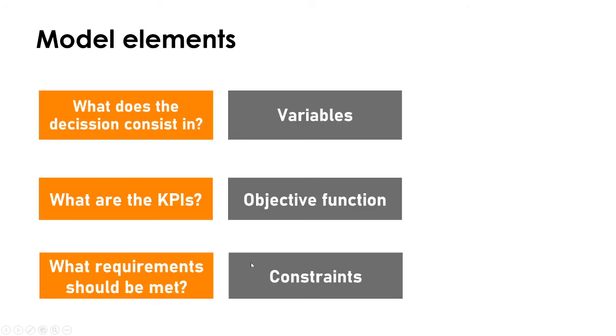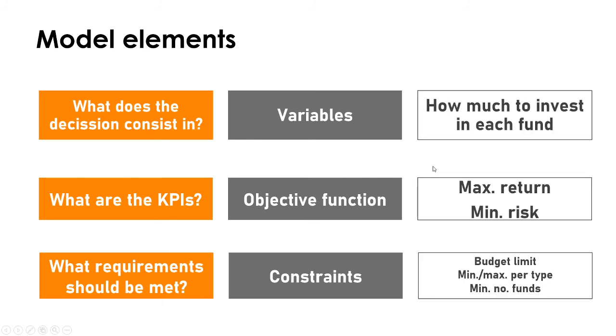So we need to create a model and we need to define variables, the objective function, and our constraints to reflect respectively what the decision consists in, what are our KPIs, and what requirements are to be met. And in our case, that means deciding how much to invest in each fund. We have two objective functions to be more accurate. One is to maximize return, and the other one is to minimize risk.